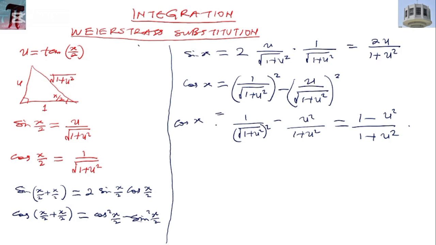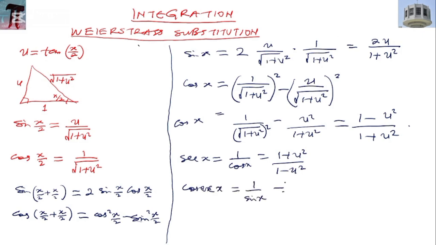It is easy to get other trigonometric functions. Say sec x, which is 1 over cos x. We just take the inverse of cos x, and we get 1 plus u squared over 1 minus u squared. For cosec x, which is the inverse of sine x, we take the inverse of this sine x, that is 1 plus u squared over 2u.